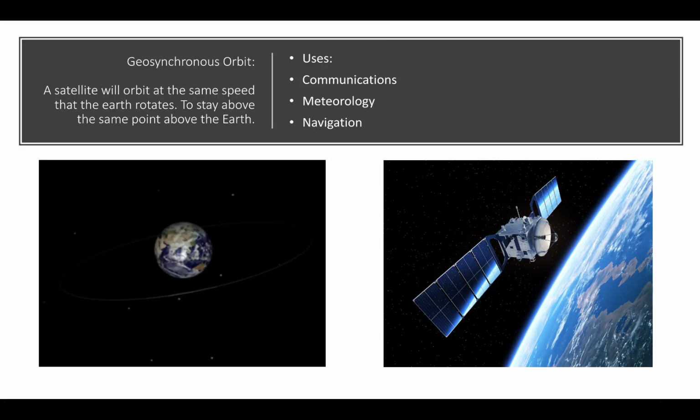So last thing, geosynchronous orbit. A geosynchronous satellite will orbit at the same speed that the Earth rotates. So it'll also take 24 hours to travel around the Earth as it moves with the Earth, so a full day. As you can see in the GIF on the left-hand side, it's just rotating with the Earth. Obviously, that's sped up. Some uses for geosynchronous orbit are communications, mobile telephones, especially meteorology and GPS navigation.